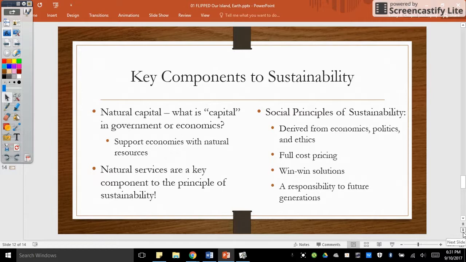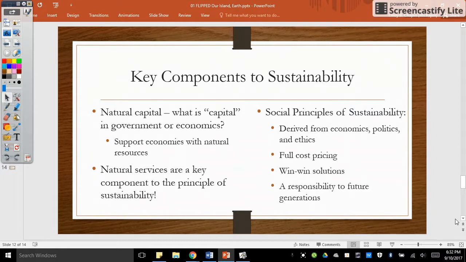The first thing is natural capital. If you're thinking about government or economics, what is capital? Well, that's money. In sustainability, natural capital is going to be natural resources and services that keep us and other species alive and support our economies. So these natural services are a key component to the principle of sustainability. And we need to save these natural capitals or natural services through something called social sustainability principles. And these three principles are derived through economic, political, and ethical points of view.